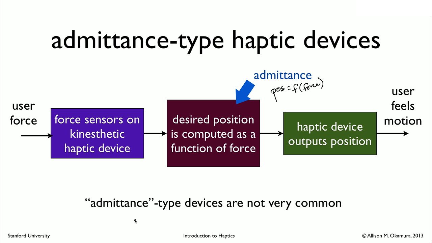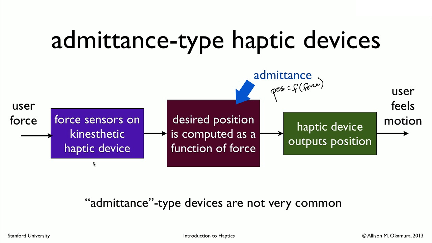Admittance-type haptic devices are not very common, in large part because of this issue of force sensing. Good force sensors that can make an admittance type haptic device work really well are quite expensive and they're hard to calibrate and sometimes they break. And so people often try to avoid putting force sensors on haptic devices. And I think this is one of the main reasons why impedance type haptic devices are more popular than admittance.